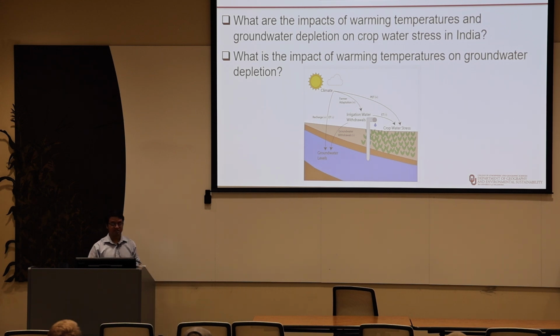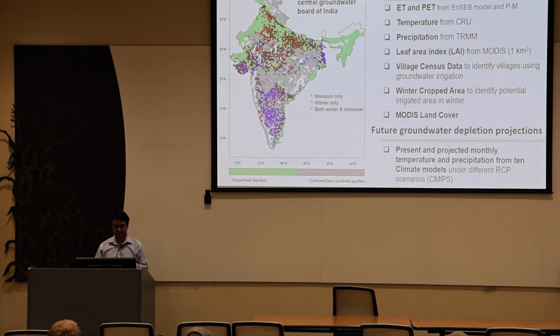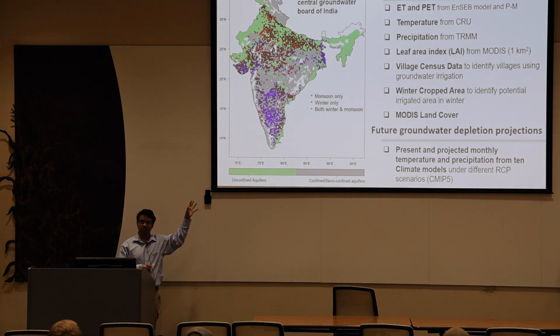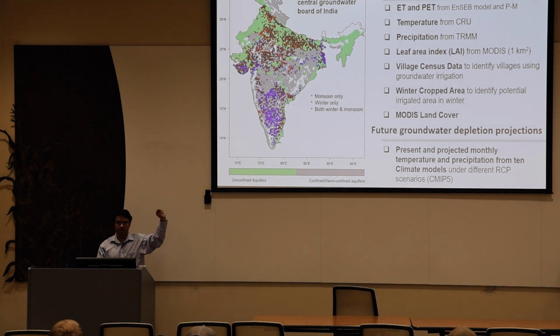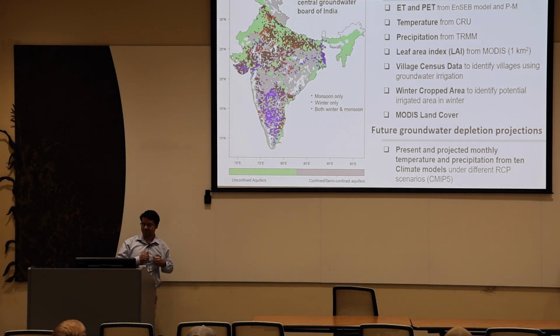And then we asked, what is the impact of warming temperature on groundwater depletion in India? So we used a lot of data in India. One of the data sets was the groundwater level data, right? So these are the points where the groundwater level is measured, right?